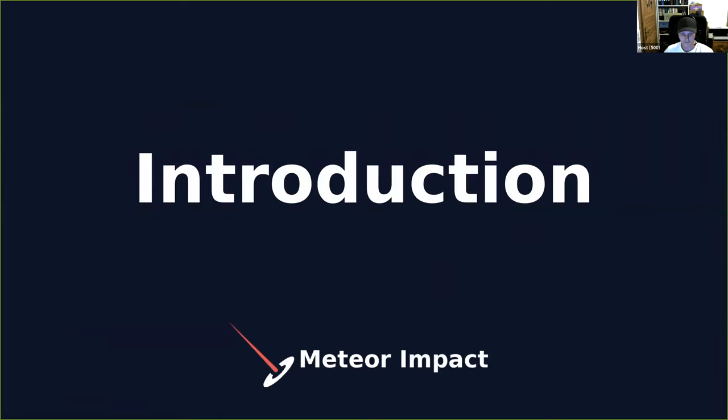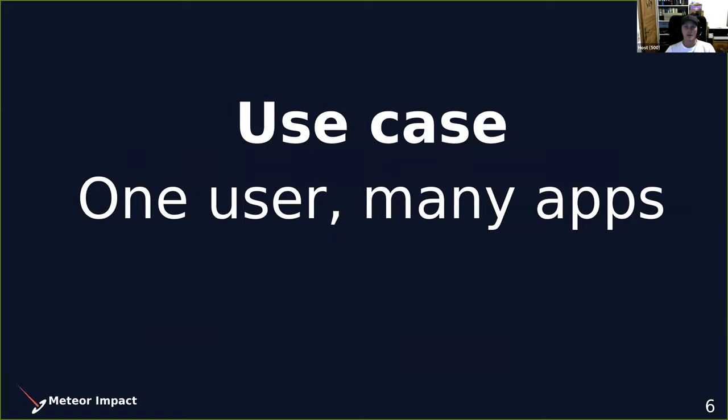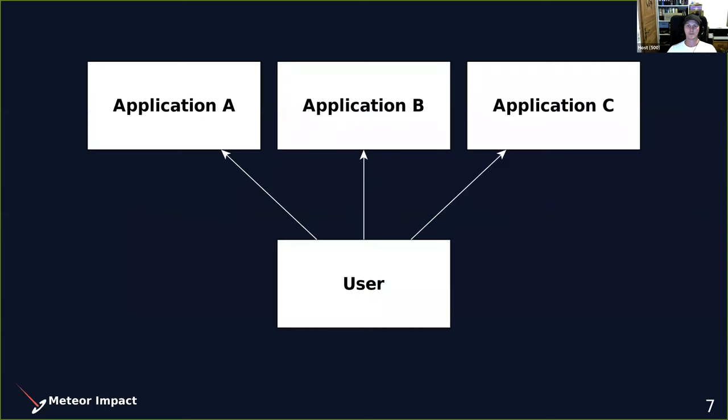Okay, so first of all, for all of you to know what this whole thing is about, to check again, is this something for me? We have a use case here. The whole talk will be about this: we have one user and we have many apps, and we want to authenticate for many apps without any complex dependencies, coupling, or things like this. So it should look something like this.